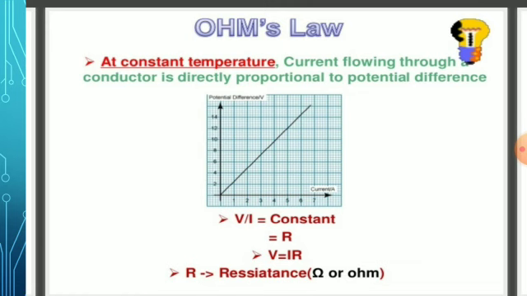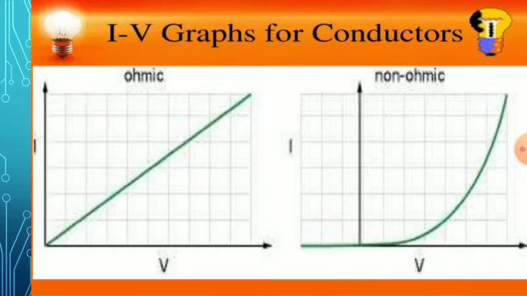So V by I is a constant term. That constant is nothing but R. It is called the resistance. So we can define the formula as V equal to IR. V equal to IR, and then the unit of resistance is ohm. It is mentioned by the symbol like this.